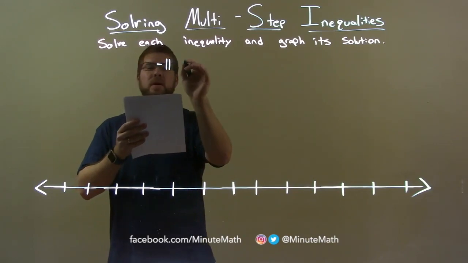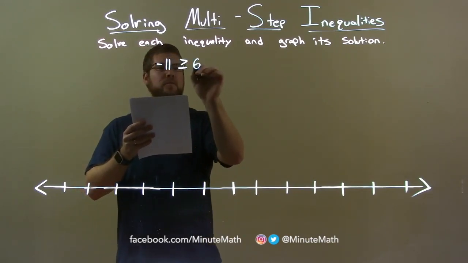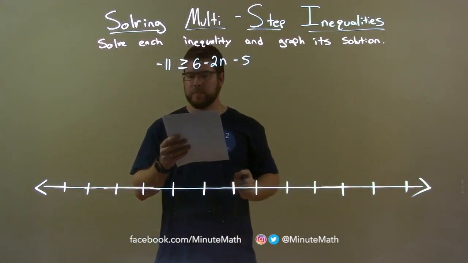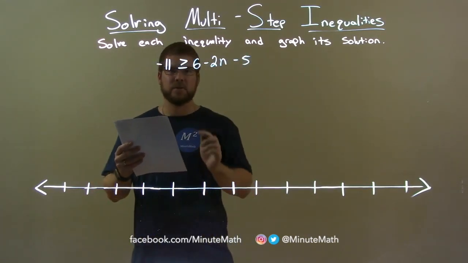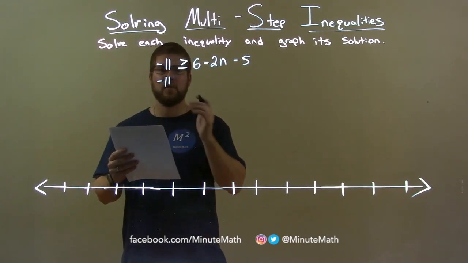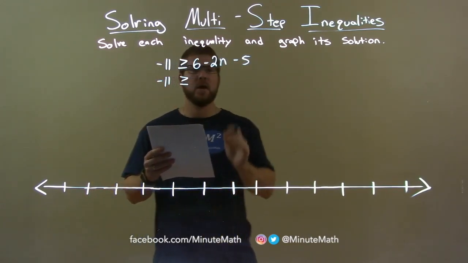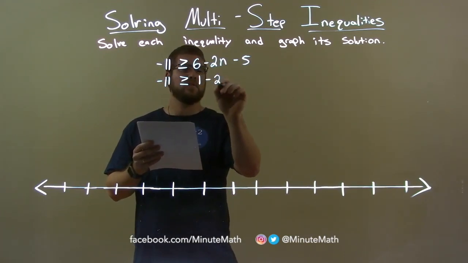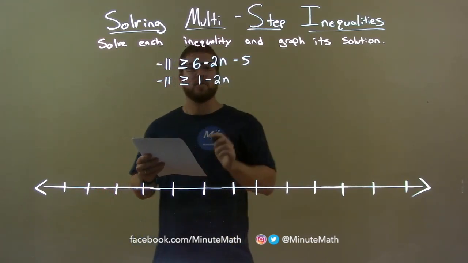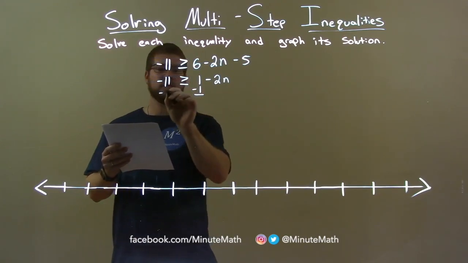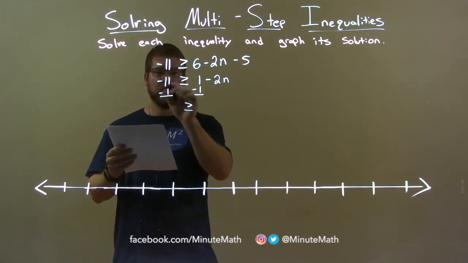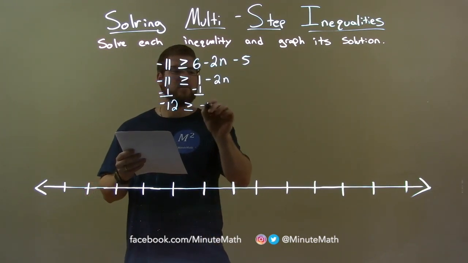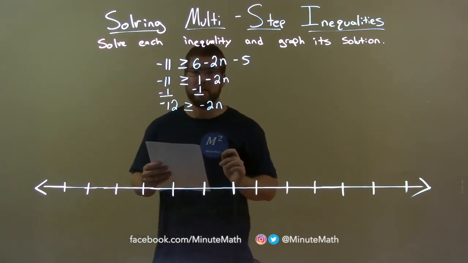Now, if I was given this inequality: negative 11 is greater than or equal to 6 minus 2n minus 5. Well, let's combine like terms. Negative 11 is by itself on the left and still greater than or equal to. The 6 and the minus 5 come together to be a 1, so 1 minus 2n. So let's subtract a 1 from both sides now. And now we have negative 11 minus 1 is a negative 12. Negative 2n is still on the right.